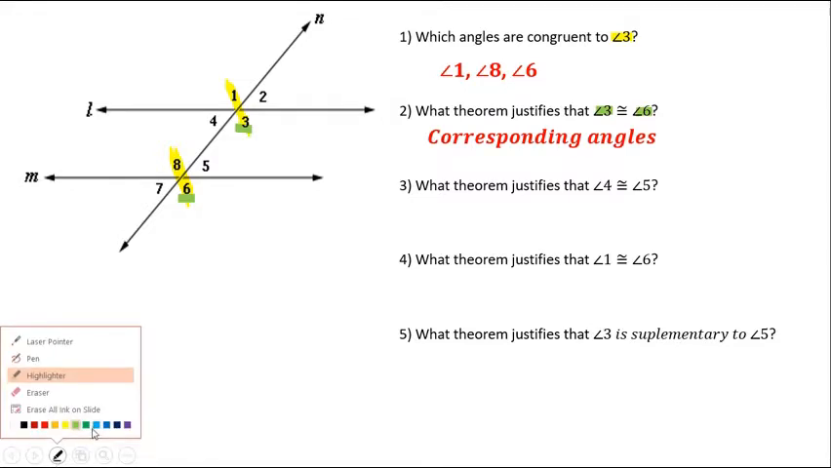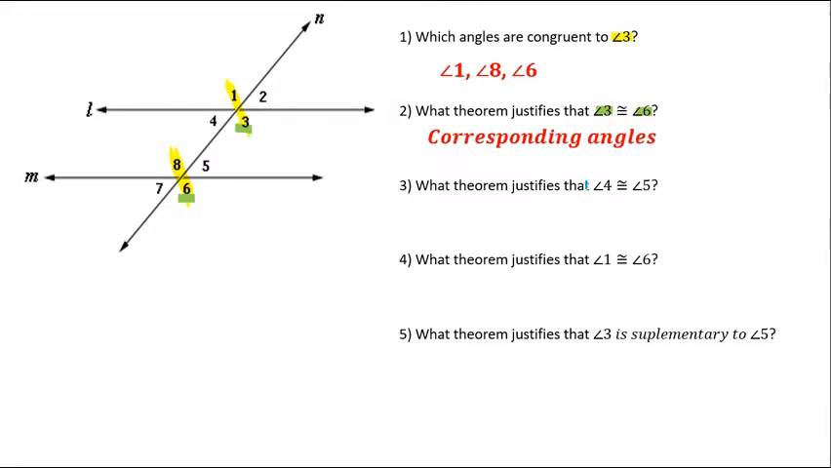Okay, now they're asking us for angles 4 and angle 5. So if you look at 4 right here and then 5 right here, those are both on the inside, between the two parallel lines, but on opposite sides of the transversal. So those are called alternate interior angles.